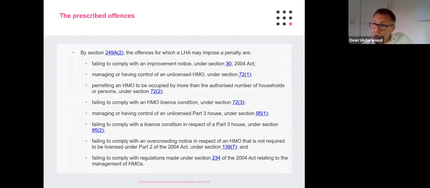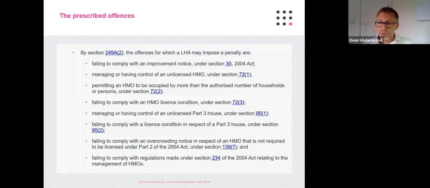So in relation to HMOs, permitting an HMO to become occupied by more than the authorised number, the overcrowding offence in short, is one of those for which a penalty can be given, as indeed is failing to comply with the conditions of a licence granted in respect of an HMO under subsection 3 of section 72. Those are the part 2 offences.